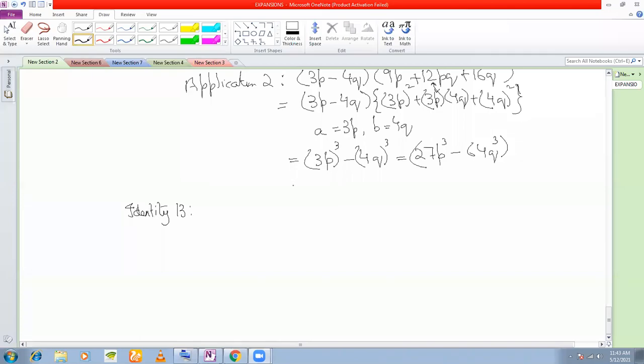Now identity 13 here is (a + b + c) whole square is equal to a square plus b square plus c square plus twice (ab + bc + ca). Okay, this is what the application of this we are going to see. Application.